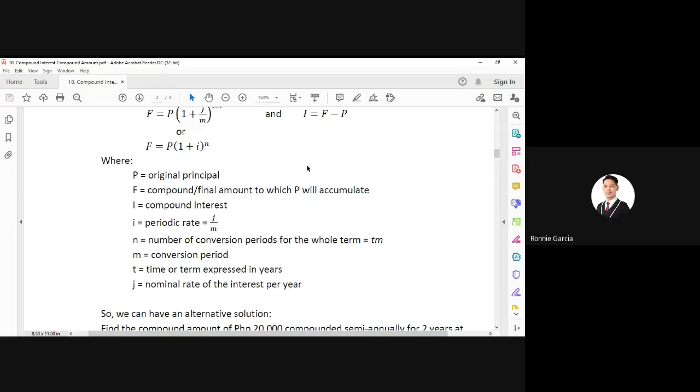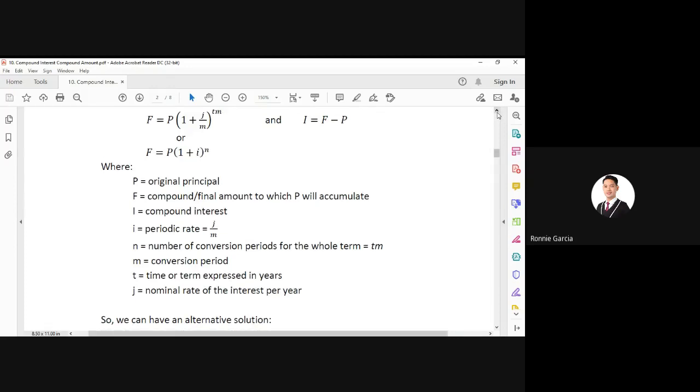How about kaning n nga exponent? Unsa man ni siya? Katong gi-mention kanina nga total number of conversion period. Letter n is the number of conversion periods for the whole term, and that can be obtained by multiplying term or time times your m. Ang m gihapon again is katong annually, semi-annually, and so on. So please take note of this. Well, anyway, pwede nyo i-screenshot siguro using your gadgets kay para naamoy guide for our activity tonight.